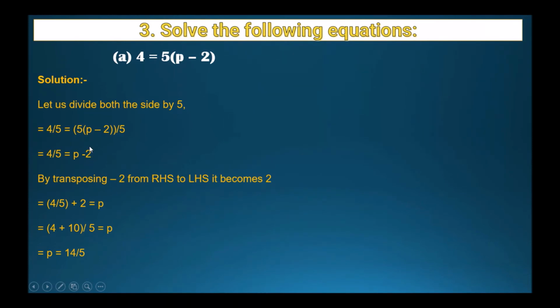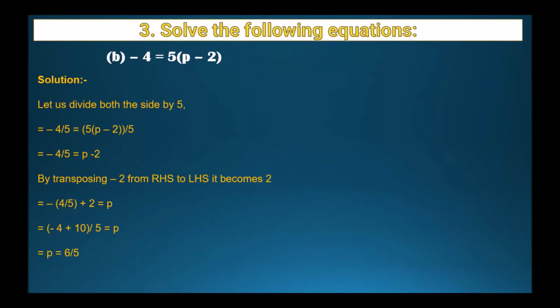Now we will bring this minus 2 from RHS to LHS. So minus 2 will become plus 2. So 4 upon 5 plus 2 equals p. We will multiply this 5 with 2, so it will become 4 plus 2 upon 5. Why are we multiplying? We will take the LCM as 5. So it will become 10. So 4 plus 10 upon 5 equals p. So that is p equals 14 upon 5.